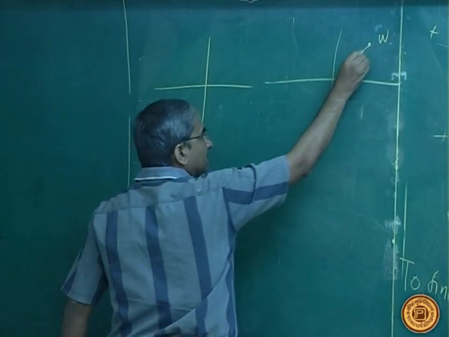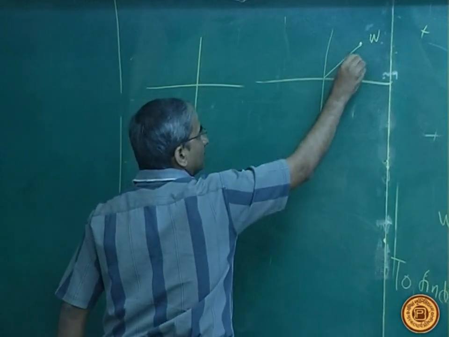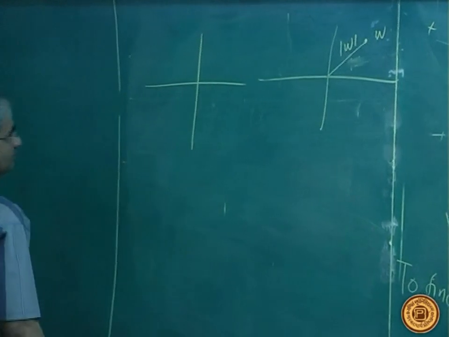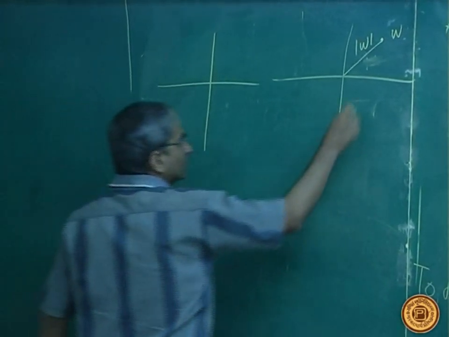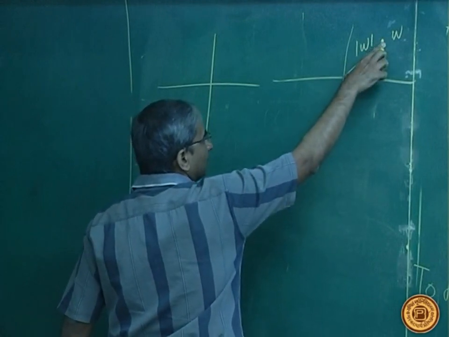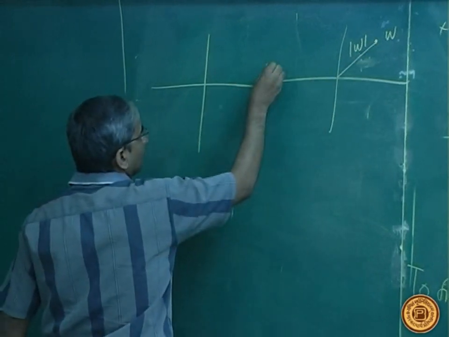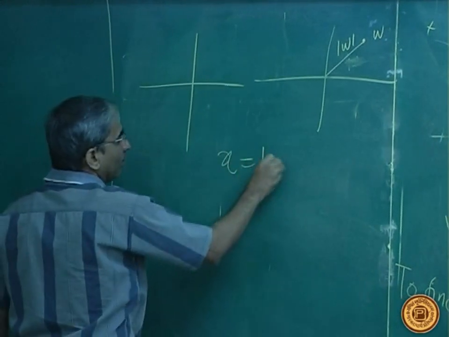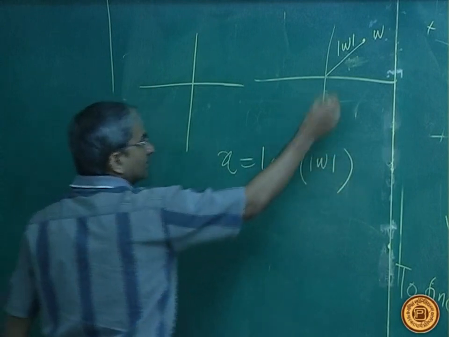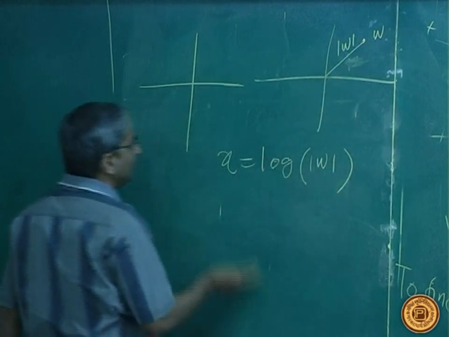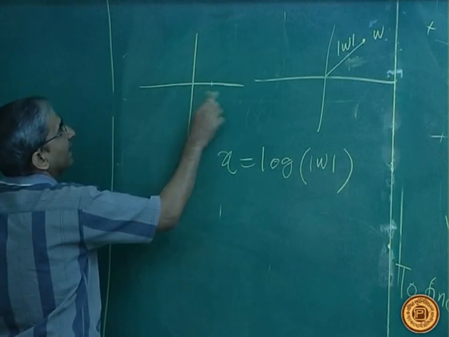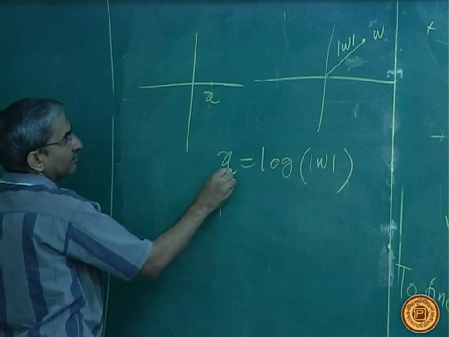Then what is this distance? This distance is mod w. So this is r. Whatever this distance is, I will take the logarithm of that. So I will consider x to be log of mod w. I will take the log of this quantity, that I will get x, and I will locate the coordinate x.